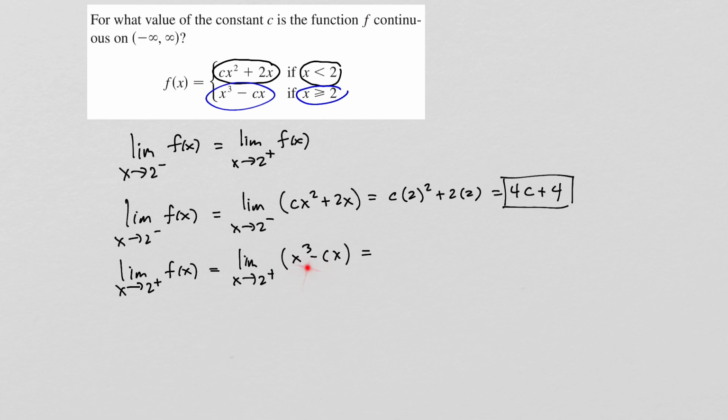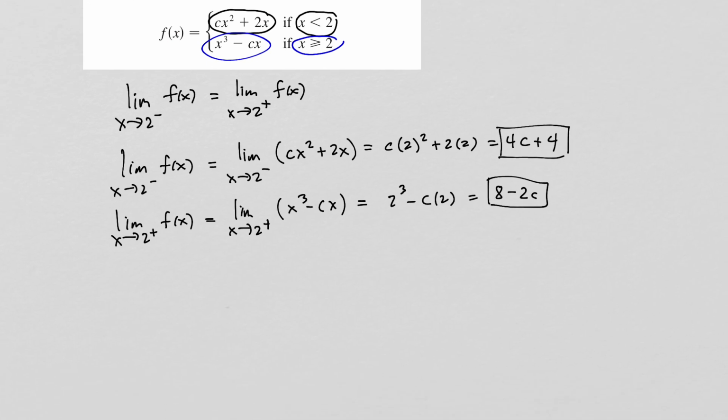Again, we know this is a polynomial, so to evaluate this limit, we can simply plug in 2, and that gives us 2 cubed minus c times 2, which is 8. I said minus, excuse me. So this is 8 minus 2c. Now, in order for this function to be continuous, this left limit and this right limit must be equal to each other. So 4c plus 4 must be equal to 8 minus 2c.